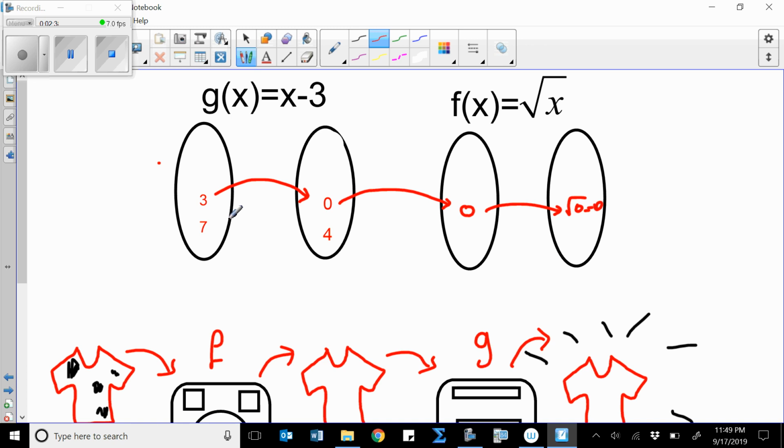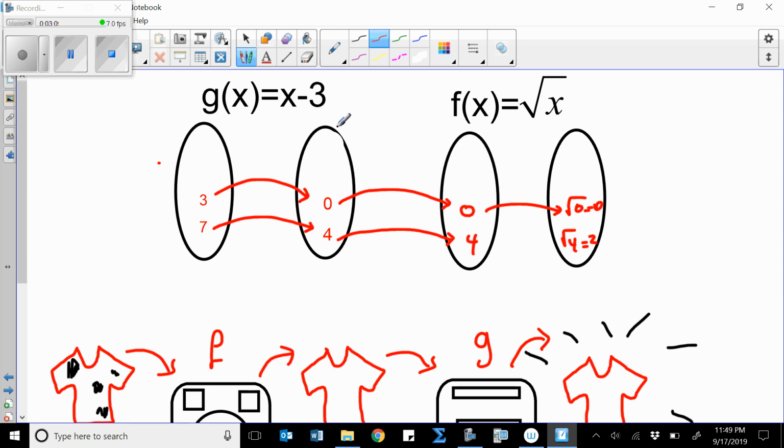Another data that I'm going to give to this function could be, for example, 7. I give 7 to g of x and then it takes 3 out of that 7, so gives us 4, and then this 4 is going to be used as input of f of x. And then square root of 4 is equal to 2. So we use the output of one function as the input of another function.